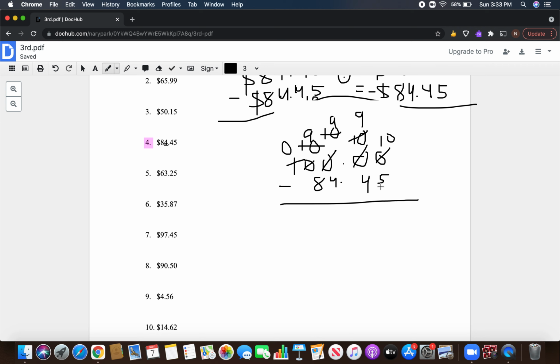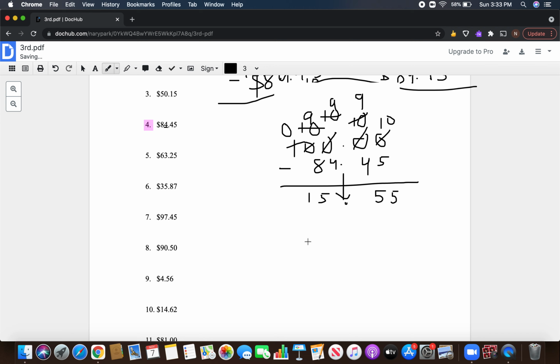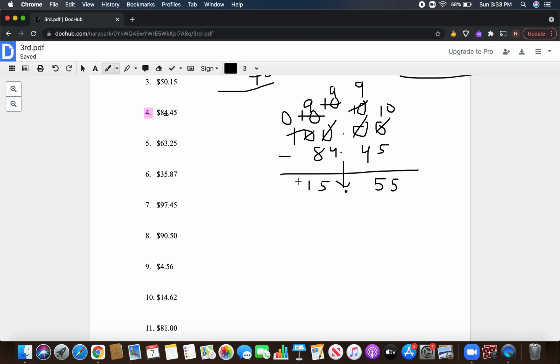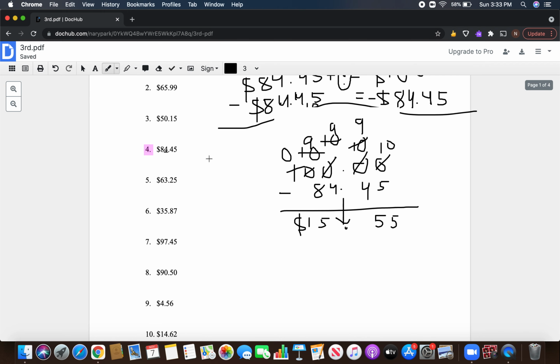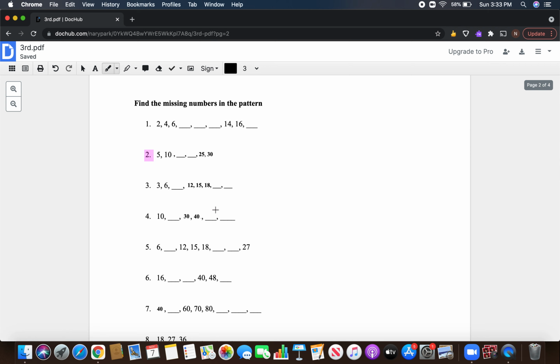Because we can do 10 minus 5. 10 minus 5 is 5, 9 minus 4 is 5. Bring down the decimal. 9 minus 4 is 5, 9 minus 8 is 1, and 0 is just 0. So this is $15.55. Don't ever forget the labels in this case. That's the answer. So now we're moving on to the next page.